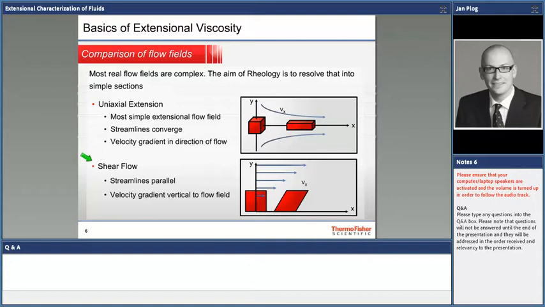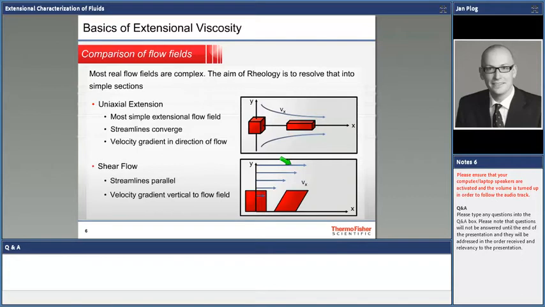When you look at the most well-known flow field in rheology, the steady shear flow experiment, what you see is that you have parallel streamlines in the laminar flow field, and you have a velocity gradient vertical to the flow field. Okay, this velocity gradient we all know, we call shear rate.